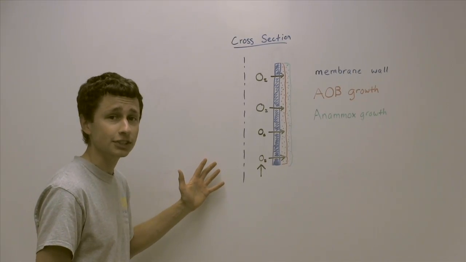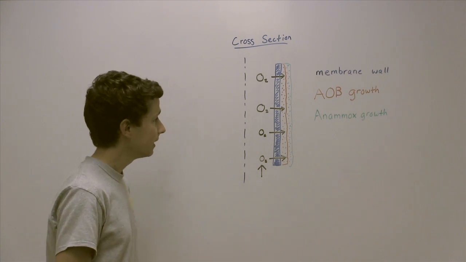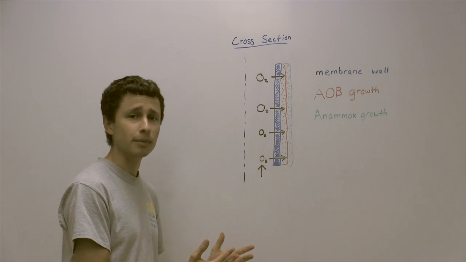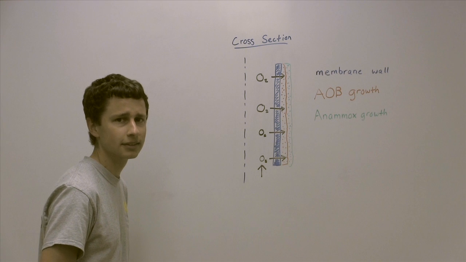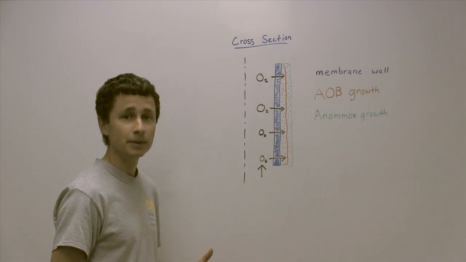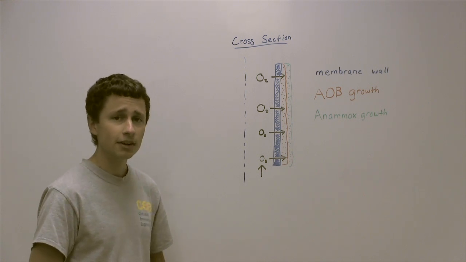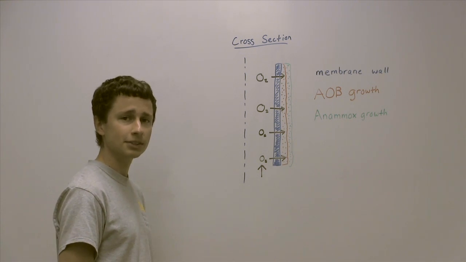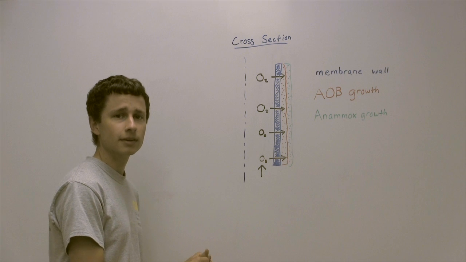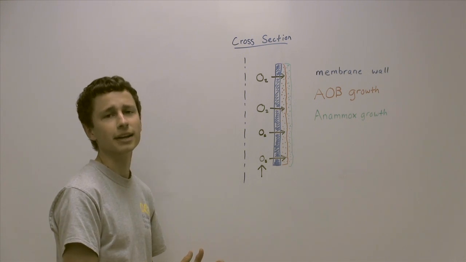Shown here is a cross-section of a hollow fiber membrane. In blue is the membrane wall. The AOBs grow right on the outer surface of the membrane, closest to the source of oxygen. This creates favorable growth conditions for the anammox, because the AOBs consume all of the oxygen present. These two bacteria are syntrophs, because the AOBs produce the nitrite that the anammox need to generate energy.